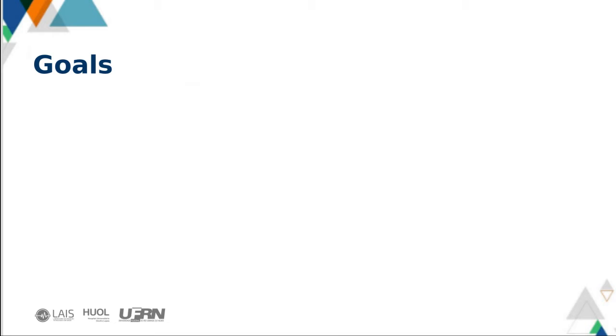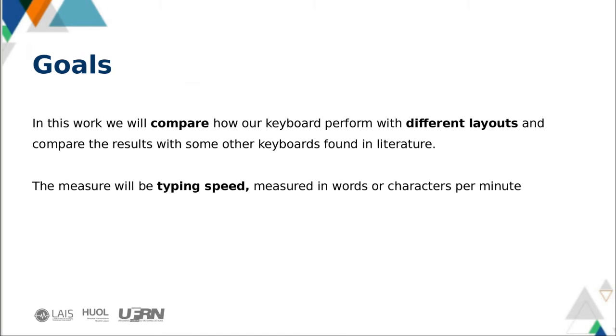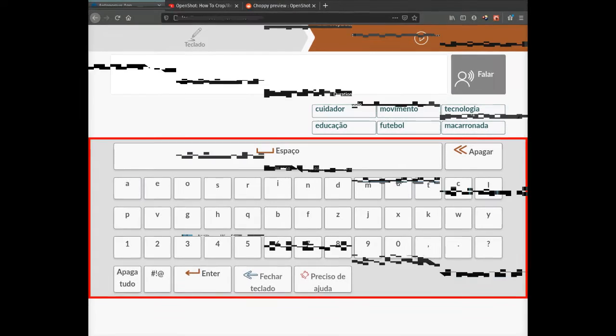One way of measuring the quality of the user experience is by counting typing speed, measured in words or characters per minute. So, in this work, we will compare how our keyboard performs with different layouts and compare the results with some other keyboards found in literature. The keyboard has the following features.